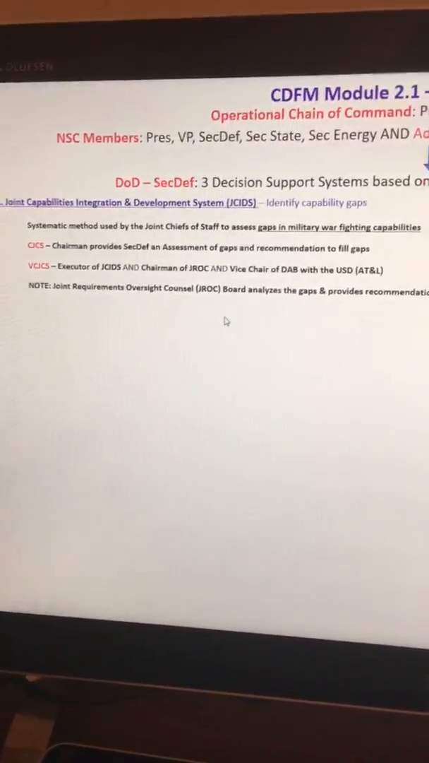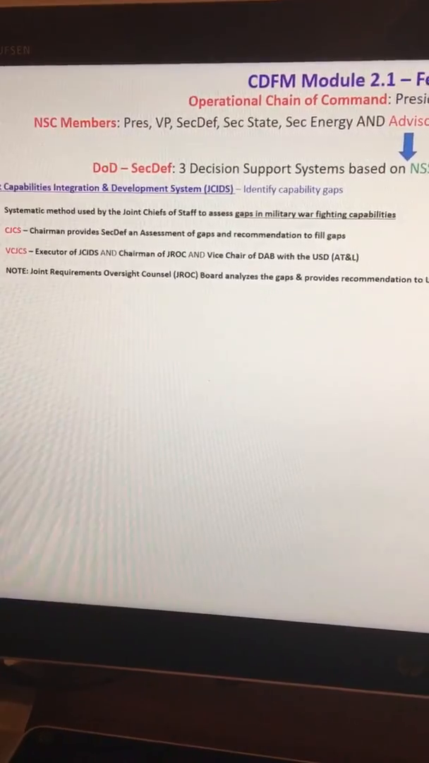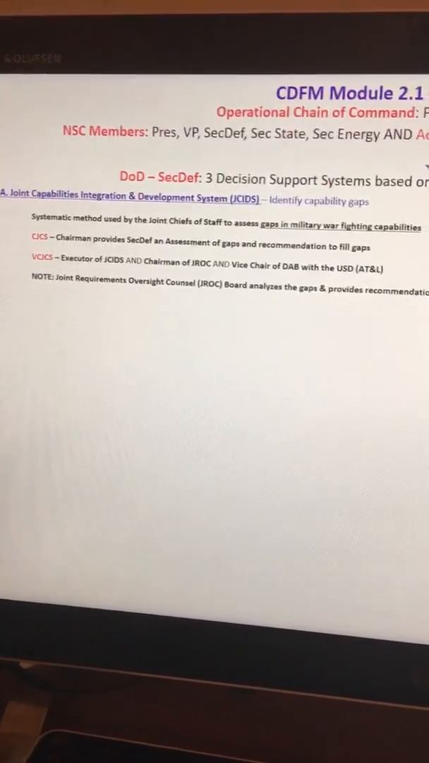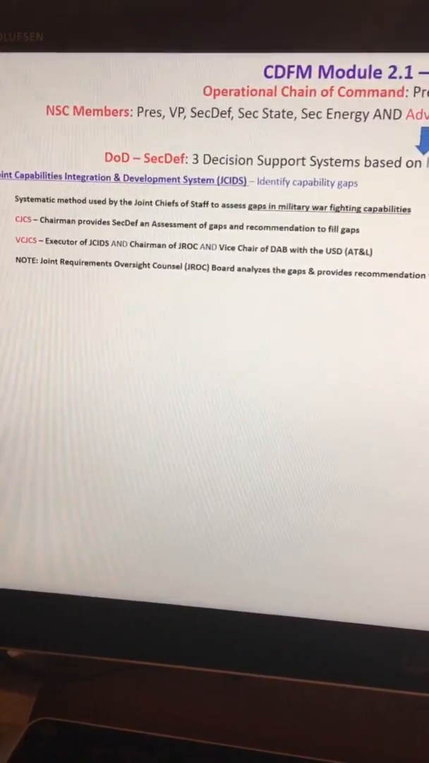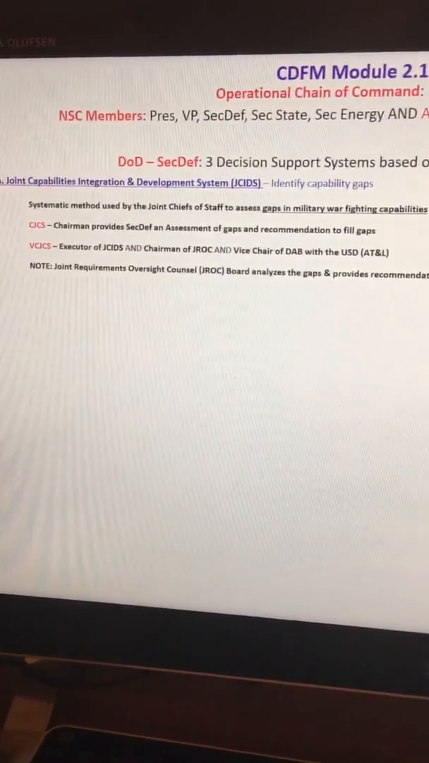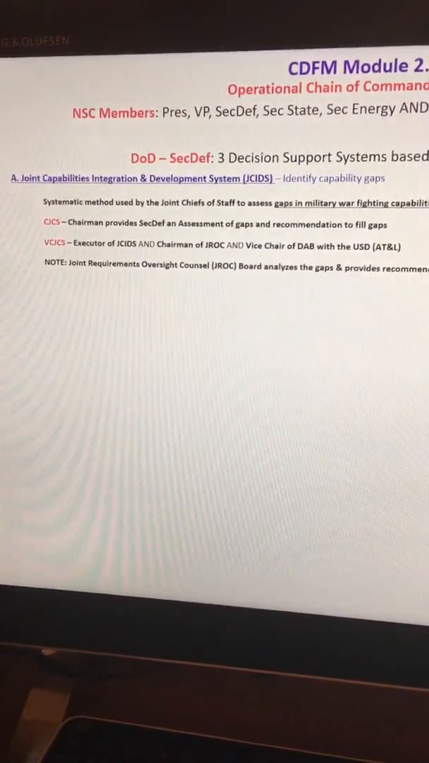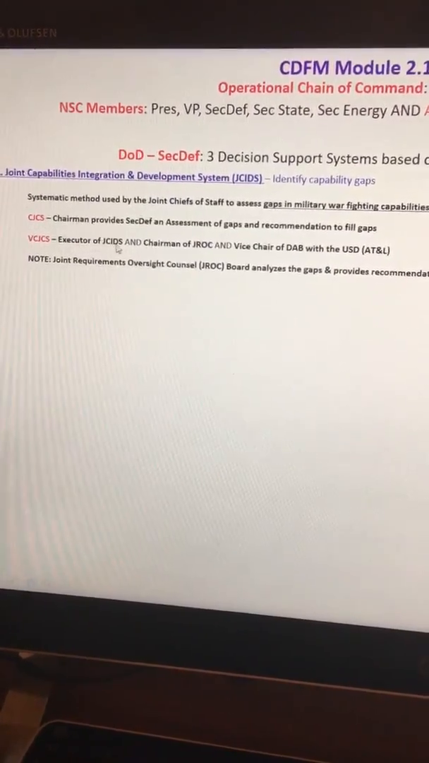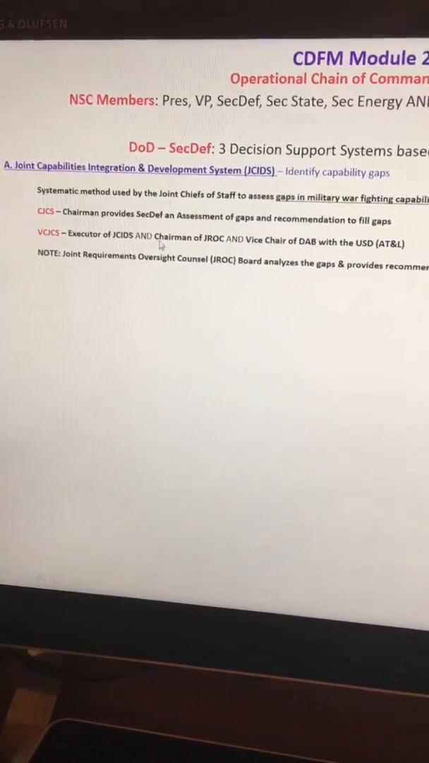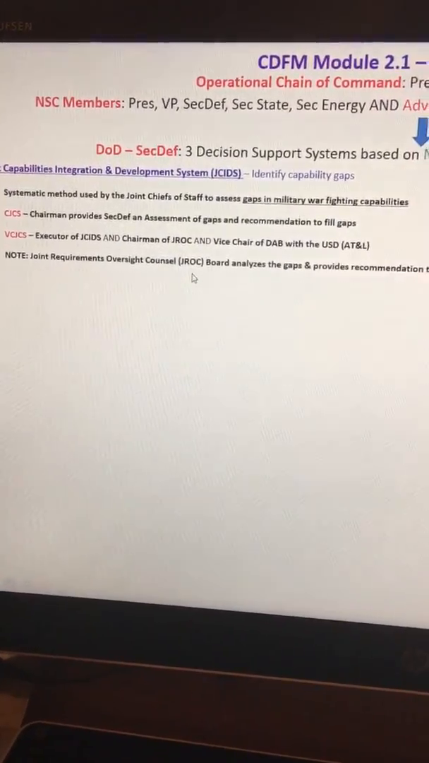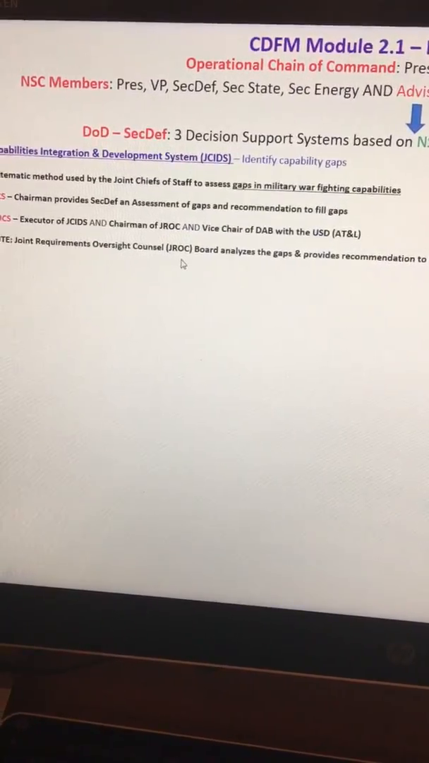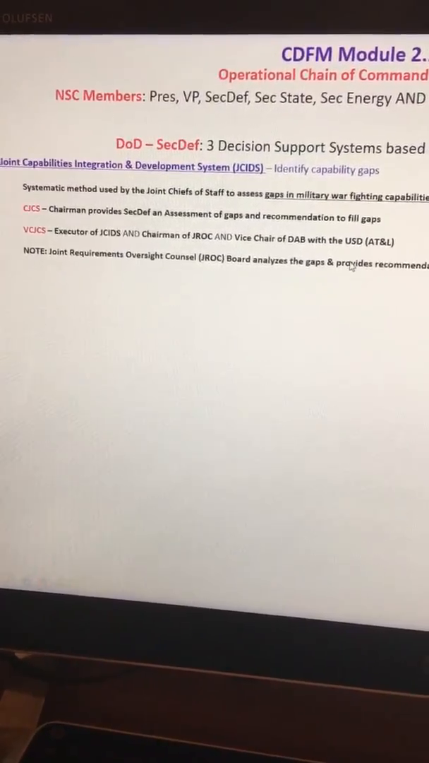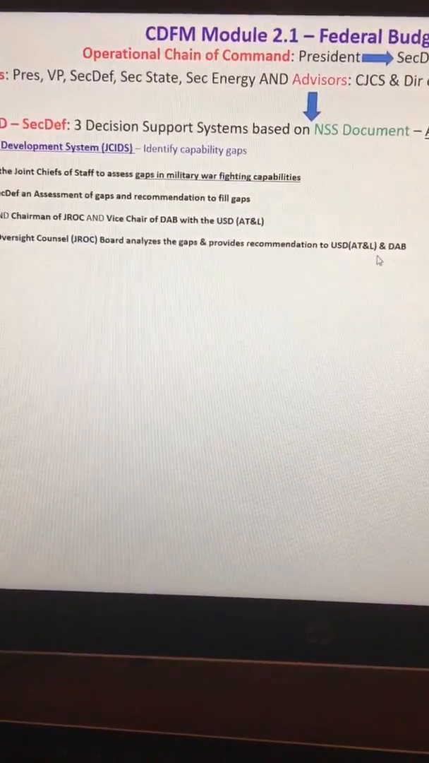So the result of JCIDS: once they analyze the DOTMLPF, the doctrine, and when you go back to that organization, training, if the solution to fill this gap is a material solution, it will then trigger the acquisition system. So the vice chairman is the executor of JCIDS, and he's the chairman of the Joint Requirements Oversight Council, and he's the vice chairman of the Defense Acquisition Board with this USD. So that's why he's providing recommendation.